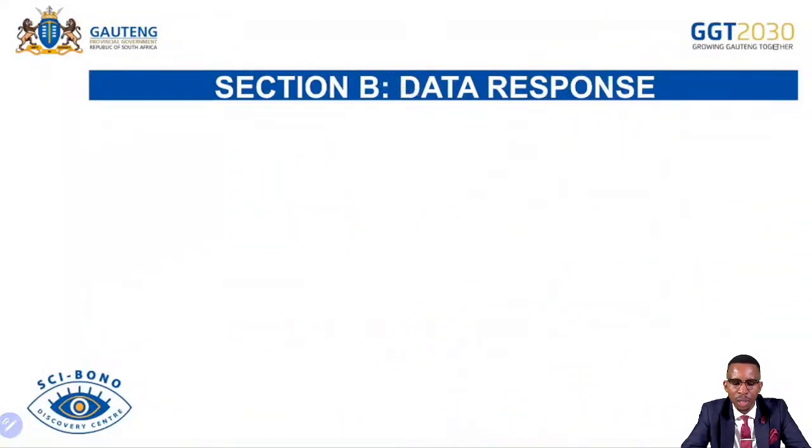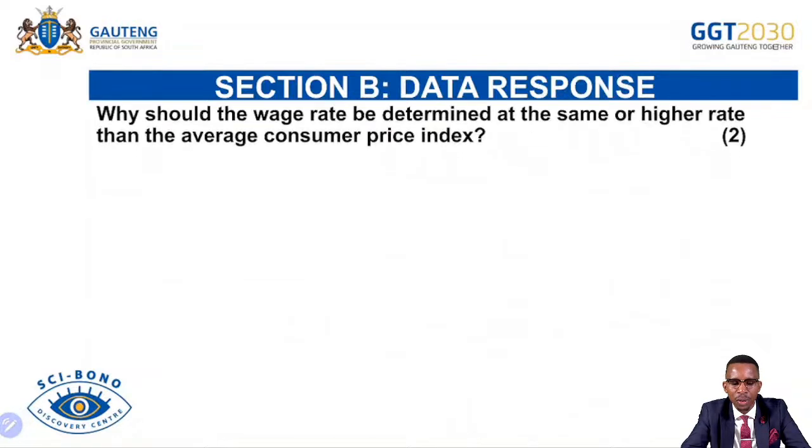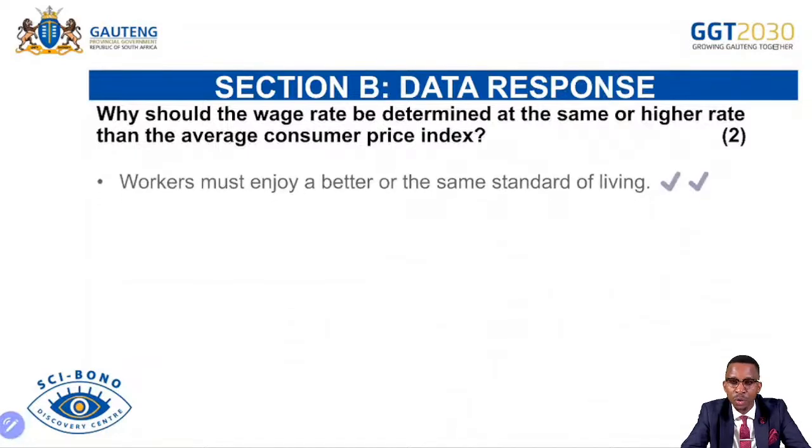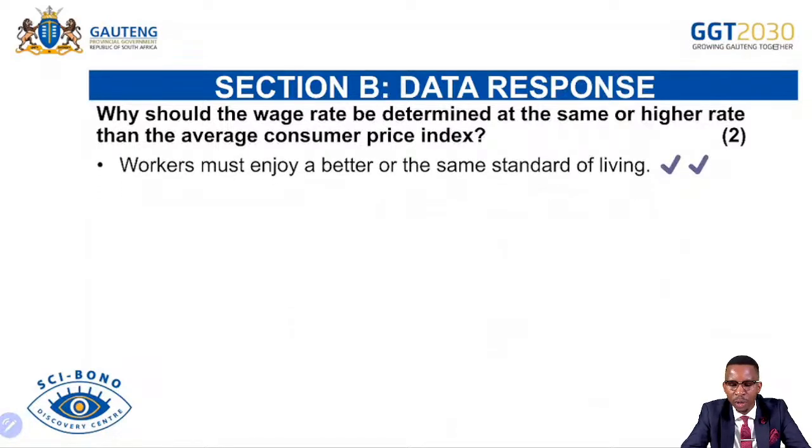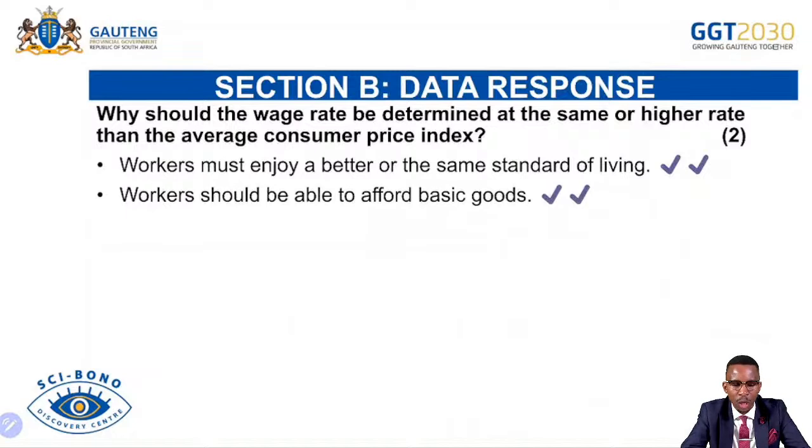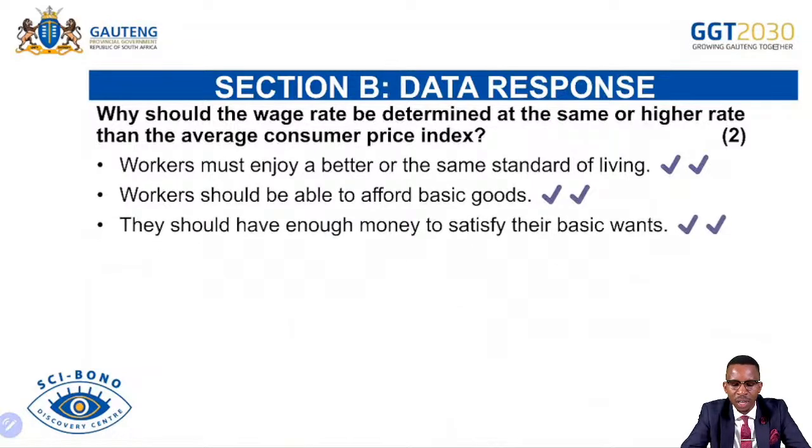And then we continue with our data response. Why should the wage rate be determined at the same rate or higher rate than the average consumer price index or inflation? Workers must enjoy a better or the same standard of living rather than being affected by a lower standard of living. Workers should be able to afford basic goods and services. They should have enough money to satisfy their basic wants.